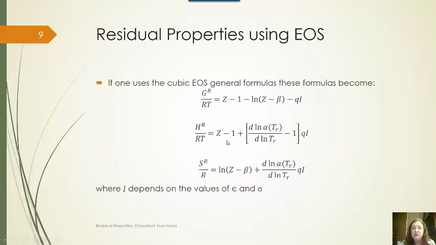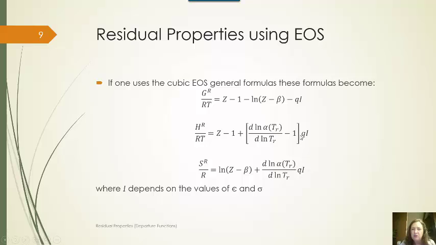If you use the cubic equation of states and use those definitions that we had, it turns out that G over RT is going to be Z minus 1 minus the natural log of Z minus beta minus QI. HR is this, again with the QI, and SR is this, again with a QI.